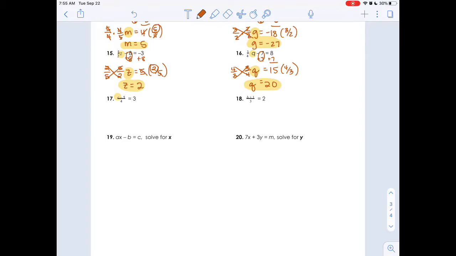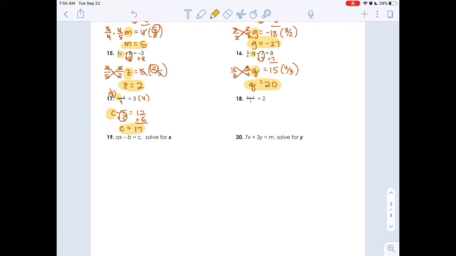To get rid of that 4 on the bottom, I'm going to multiply by 4, which will cancel, leaving me with c minus 5. If I multiply by 4 there, I'll also multiply by 4 here. 3 times 4 is 12. Now we can see that all I need to do is add 5 to both sides. Negative 5 plus 5 is 0, leaving me with c equals 12 plus 5, which is 17.